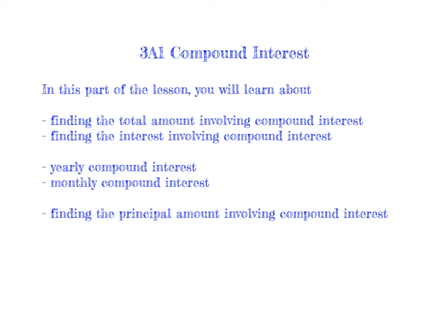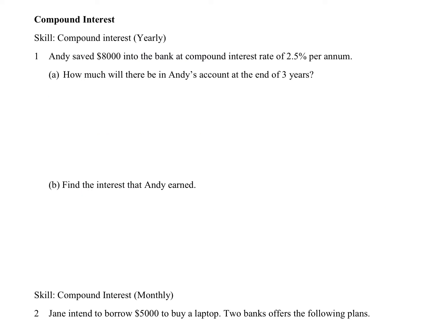Namely, the first one is compounded yearly, so it will be the yearly compound interest. The second type will be the interest that is compounded monthly, which will be the monthly compound interest. And the last type, where there will be a little bit of problem sums on how you find the principal amount given the compound interest. Now let's begin with the yearly compound interest.